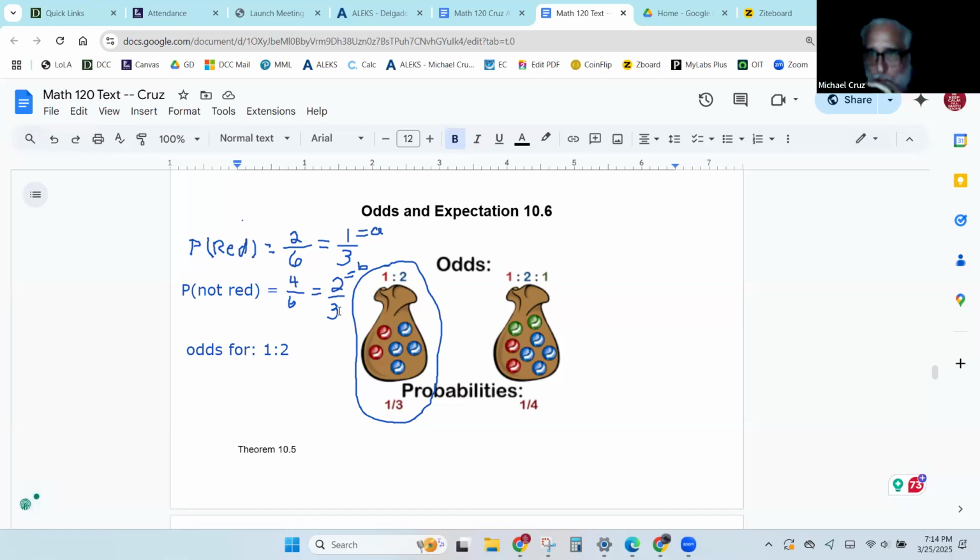So remember those things. Here's the formal definition now.